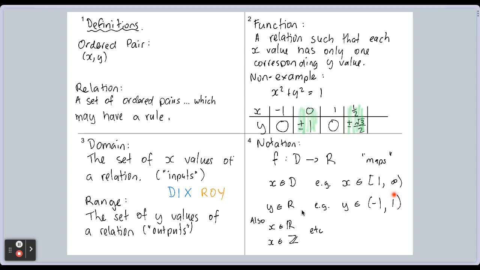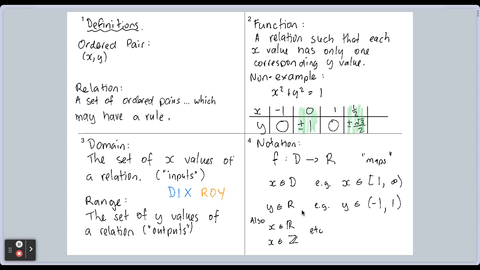So remember, round bracket is not included, square bracket is included. We always use round brackets for infinity and negative infinity because infinity is an aspiration, it's not a number. It means that it's going that way, it's always going that way, but it's not a specific number. That's how we write it.